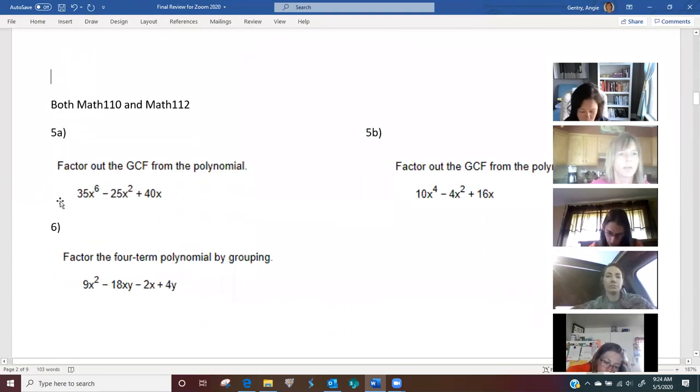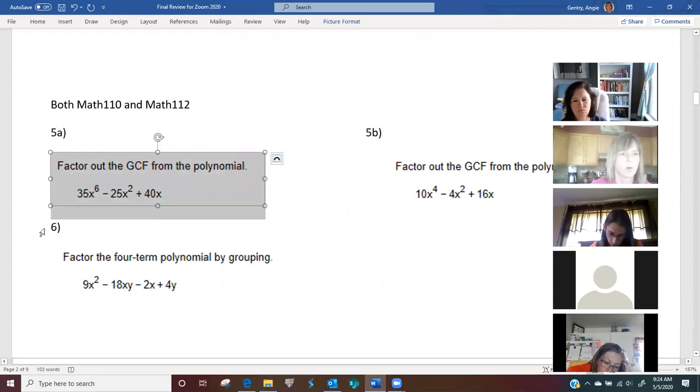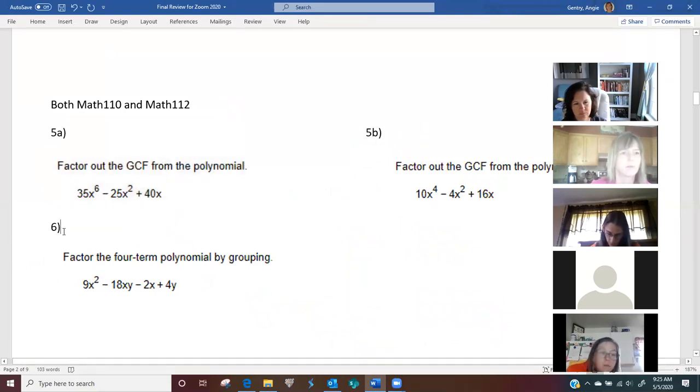Okay, so now we're going to factor. This is both Math 110 and 112. There's really not a lot of difference between the two courses. I'm trying to get rid of that 6, but I can't.